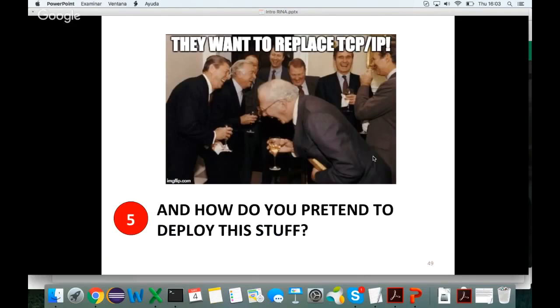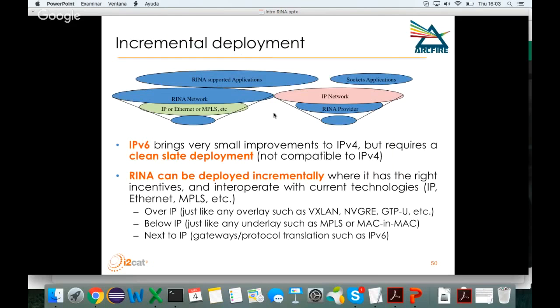So, a question about deployment. You want to replace TCP/IP, how do you pretend to deploy this stuff? The point is, this is not about replacing TCP/IP, but providing something new where TCP/IP doesn't do enough. And you can have it in many deployment use cases. In fact, we are seeing how long it takes to deploy IPv6, because it's the opposite example. IPv6 has very small improvements over IPv4, just a larger address space, but requires a clean-slate deployment because it's not compatible with IPv4. So the cost of adoption is really high, and the benefits of adoption are really low.